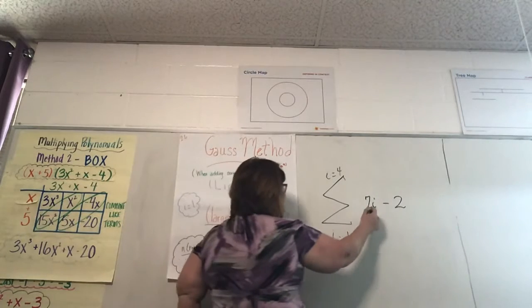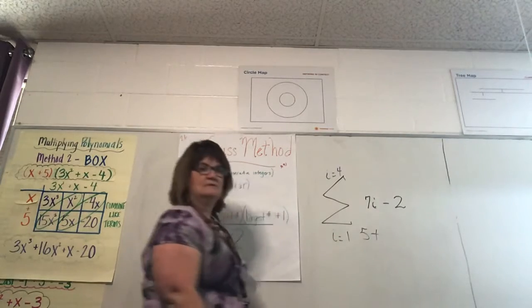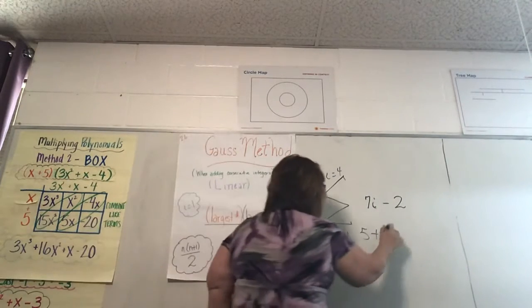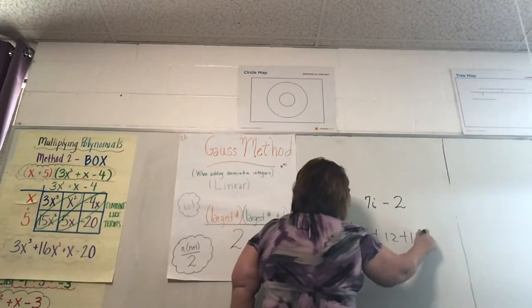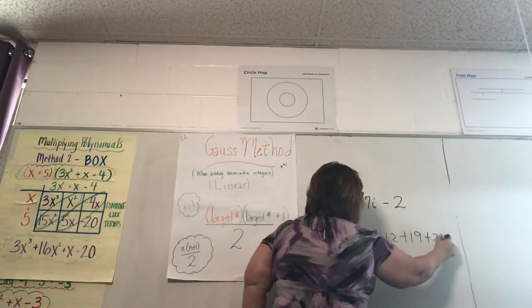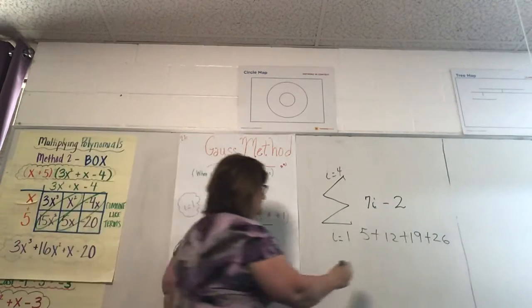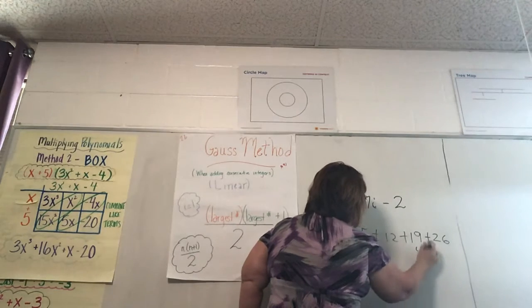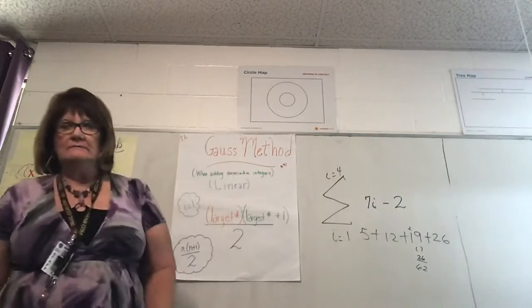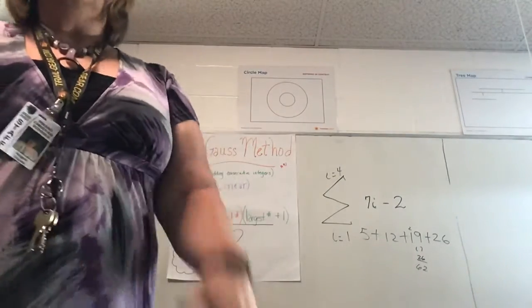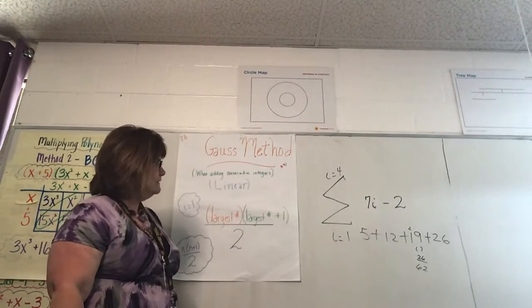So you plug in 1, 7 times 1 is 7, minus 2 is 5. Plugging in 2, 7 times 2 is 14, minus 2 is 12. Plugging in 3, you get 19. Plugging in 4, you get 26. You will see a pattern there. We add those up. Pretty basic, okay? And that's what we're learning tomorrow, initially in the beginning of class, is how to do just a basic summation.